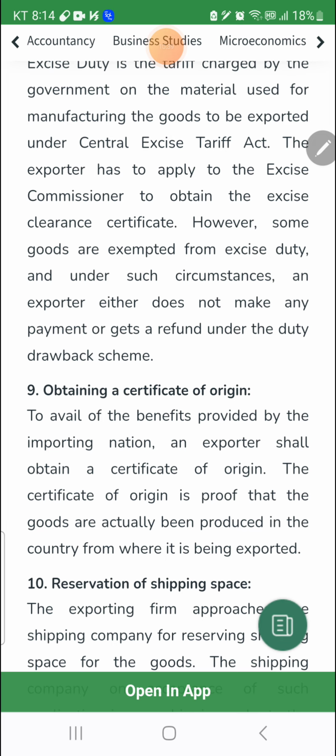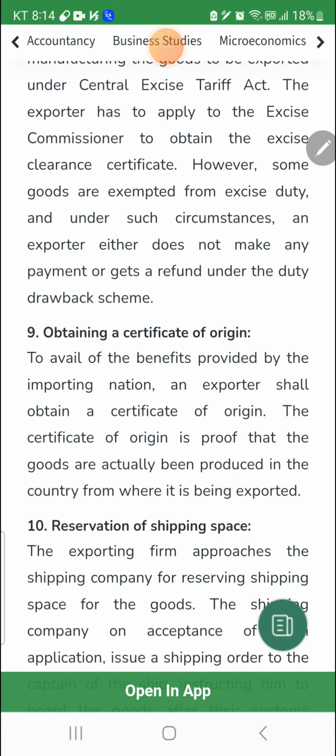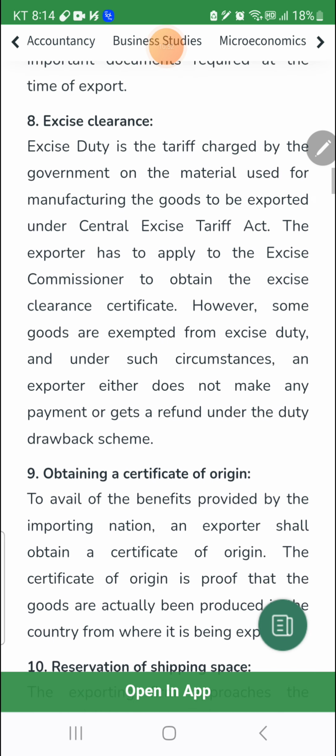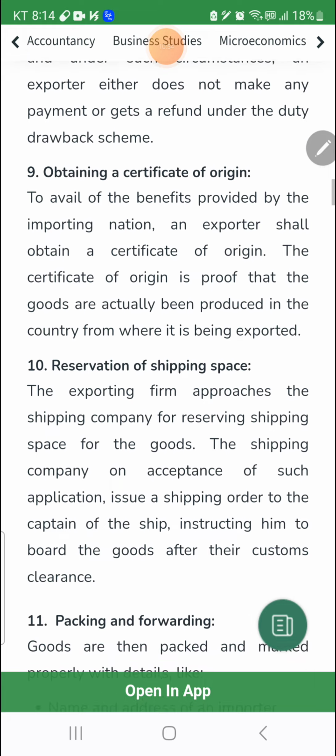The duty drawback scheme. Right? Gets a refund under the duty drawback scheme. Excise duty. Excise clearance.